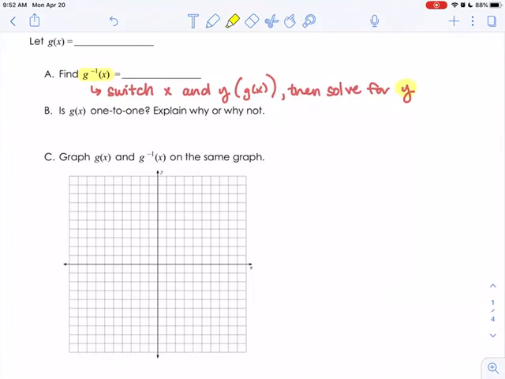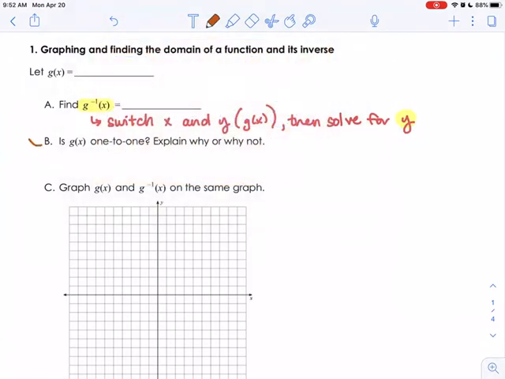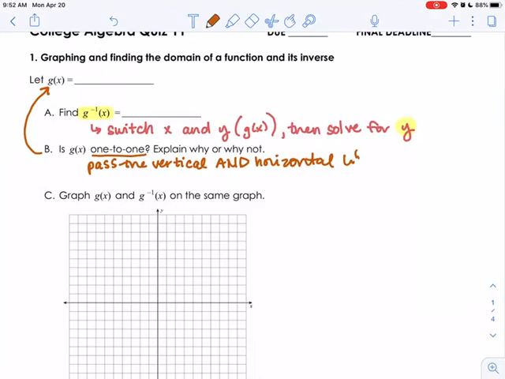Then it's asking if g of x is 1-to-1, which is the original function, so don't get confused there. What that's asking is, does every x value match to exactly one y value? Graphically, that means a 1-to-1 function has to pass the vertical and horizontal line test. If it passes the vertical line test, that means it's a function. And if it passes the horizontal line test, that means it's a 1-to-1 function.